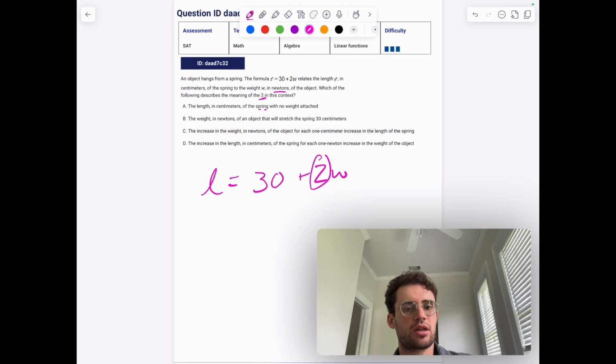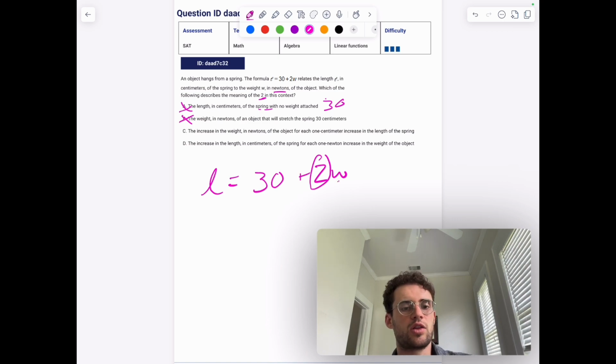The length in centimeters of the spring with no weight attached. No, that would be 30. That would not be the 2. So it's not that one. The weight in newtons of an object that will stretch the spring 30 centimeters. No, it's not a weight. The weight would be a value of W. 2 is not a value of W, it's what you're multiplying W by.